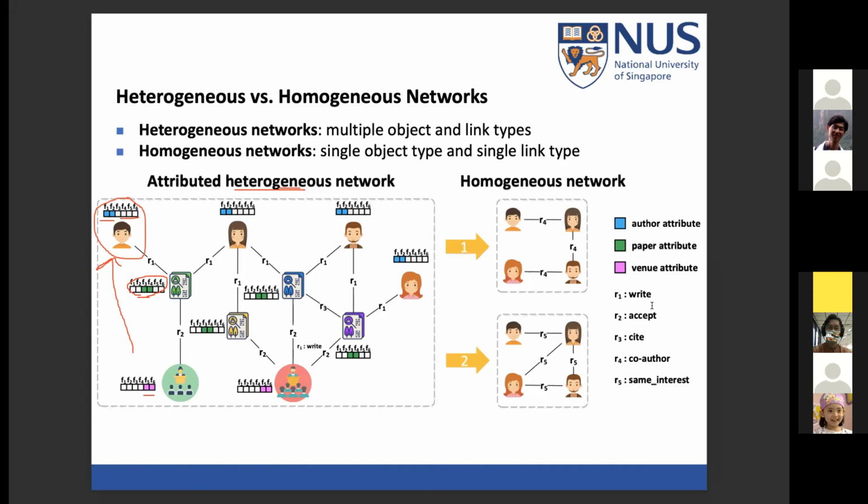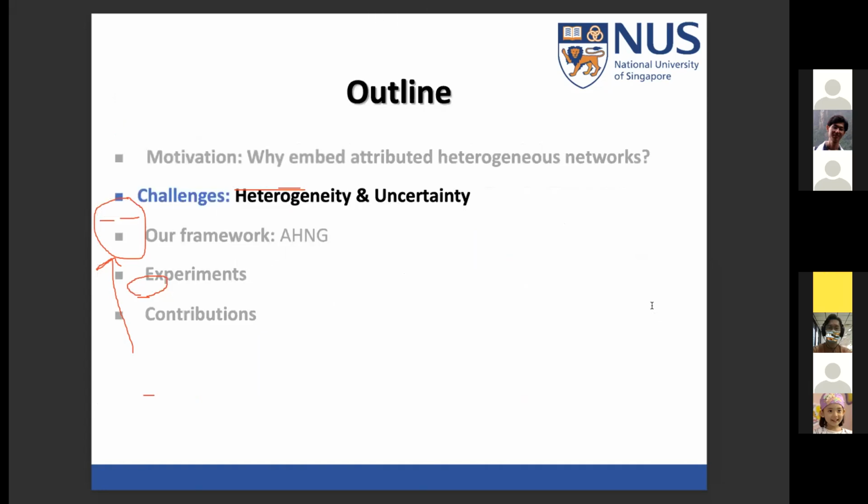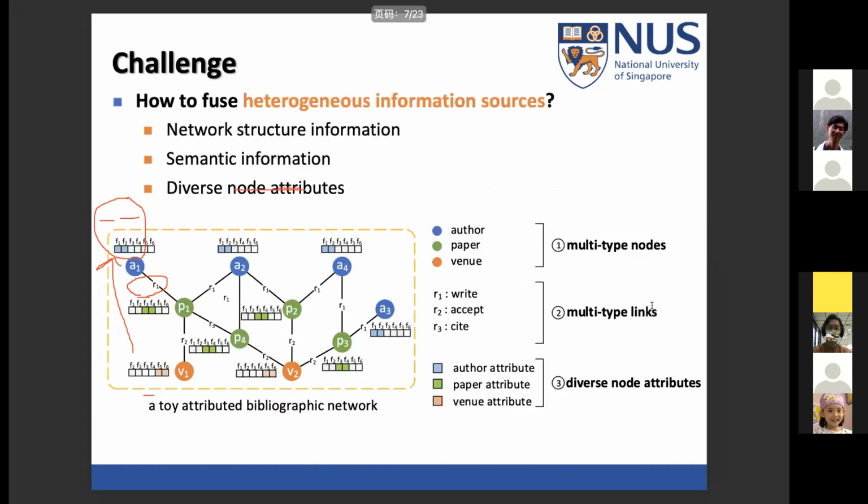So, let's see the challenges when we want to do heterogeneous network embedding. The first challenge is how to fuse heterogeneous information sources. As we can see, there are 3 information sources: network structure information, semantic information, and diverse node attributes. So how to fuse them, right?